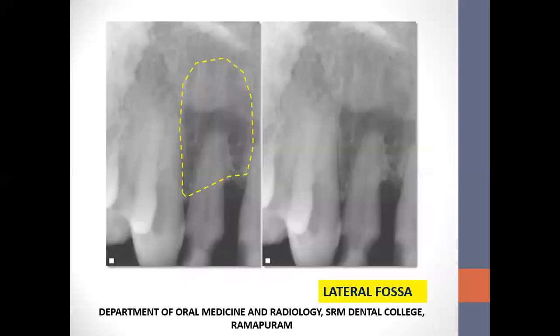The next landmark is the lateral fossa, otherwise called the incisive fossa, which is a gentle depression in the maxilla near the apex of the lateral incisor. It may appear diffusely radiolucent on periapical projections of this region.